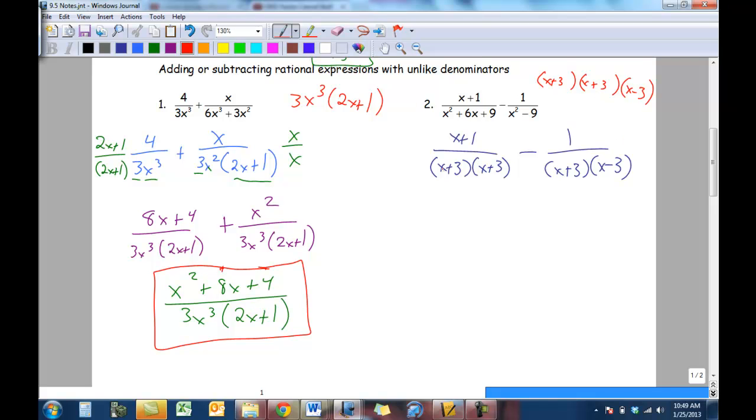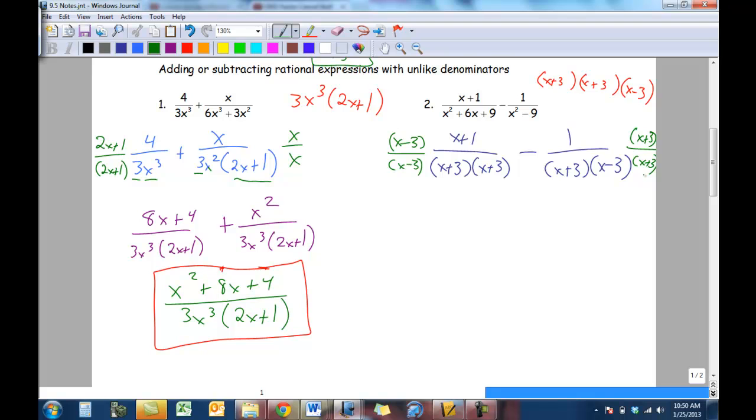So what is this first one missing? This first one's missing an x minus 3. So we need to add, I'm going to do that in green again, x minus 3 on top and bottom. What's this one missing? This one's missing 2 x plus 3's. It has 1, but it needs a second one. x plus 3 on top and bottom.